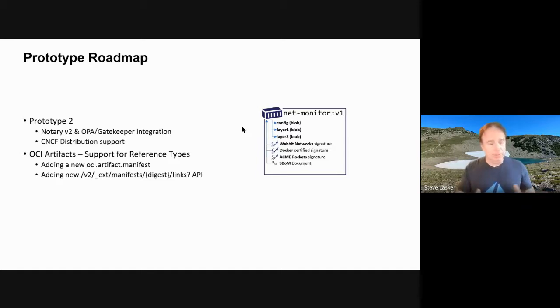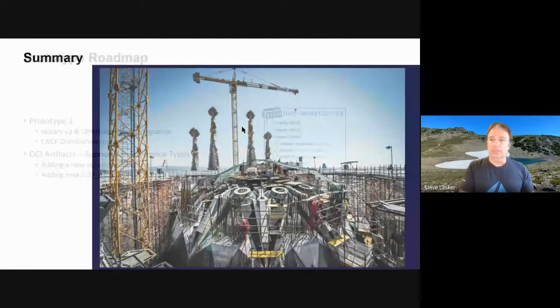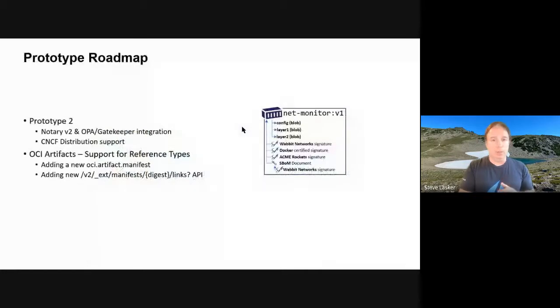And then there's an SBOM document, right? That also references the thing, and by the way, it also has a signature. So you see lots of new references pointing up. That's been the changes we've been doing with OCI artifacts to enable all of this.